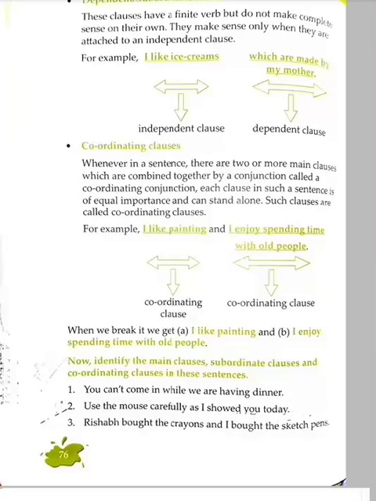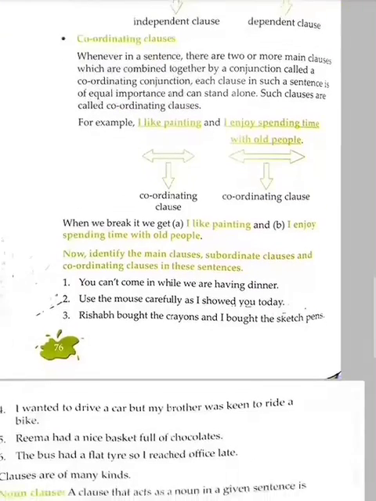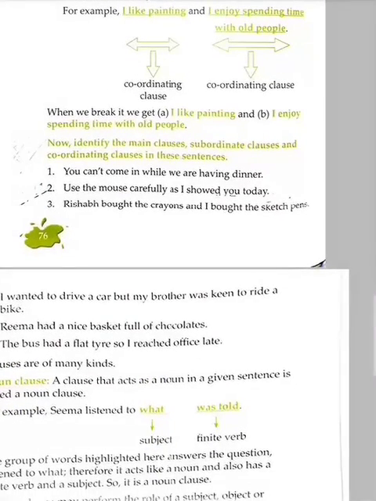Here, "I like painting" is an independent sentence, a main clause, and again "I enjoy spending time" is another main clause. These two main clauses are joined with a coordinating conjunction, and this type of clause is called a coordinating clause. Now see the exercise. Number 1. You cannot come in while we are having dinner. "You cannot come in" is the main clause, "while we are having dinner" is the subordinate clause.